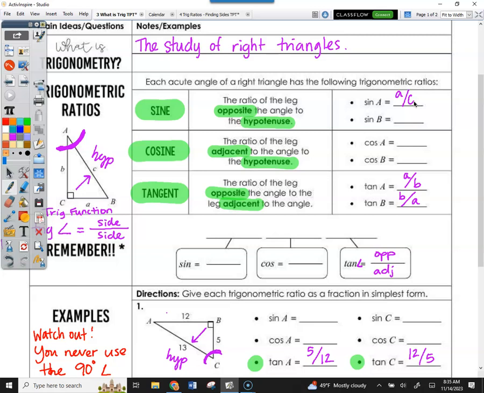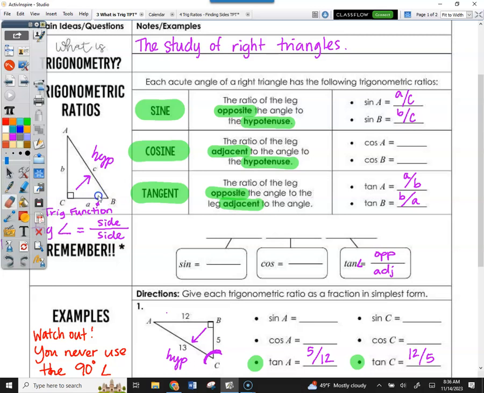All right, now switch positions. If I was at angle B, what would the trig ratio be for sine of angle B? So what is opposite of angle B? Little b. And what's the hypotenuse? C.